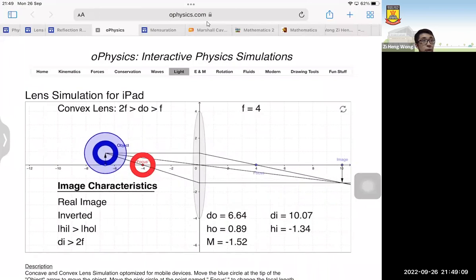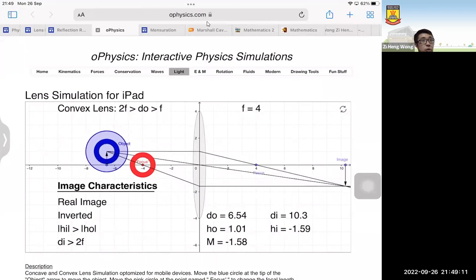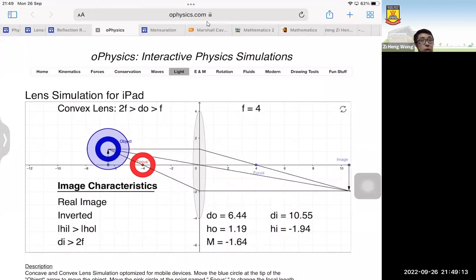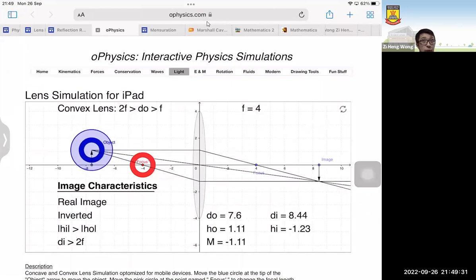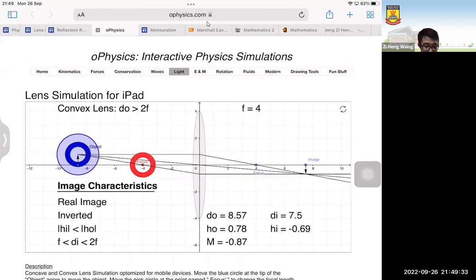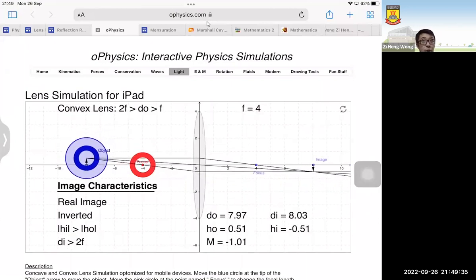So you can see that the image, right, is enlarged. You can see here my object height is 1.19. My image height is 1.94. So my image is enlarged, is bigger. But one thing to notice is as it moves further away, the image also gets smaller. The point at which they are the same is 2F.